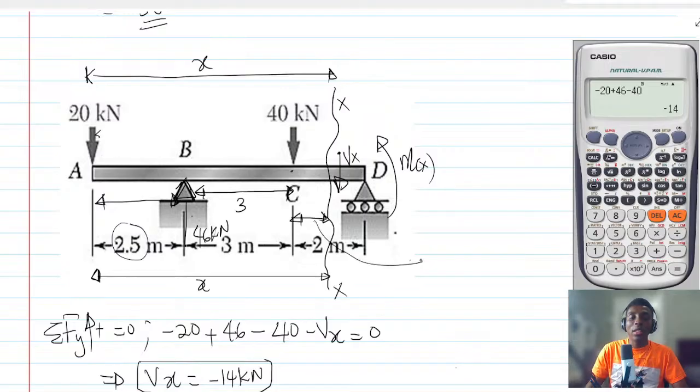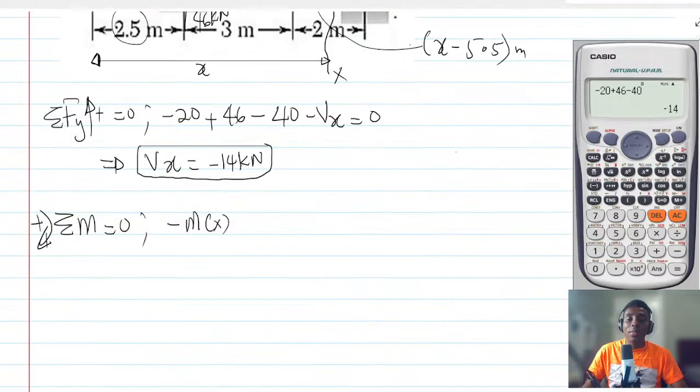So the question is, if this is 2.5 and this is 3, then this small distance here will be what? We know that that distance there will be x minus 2.5 plus 3, which is what? 5.5 meters. So we can start from the 40 kilonewtons. You see that that moment is going to be about the section, it is going to be anti-clockwise, so minus. So minus 40 times x minus 5.5.